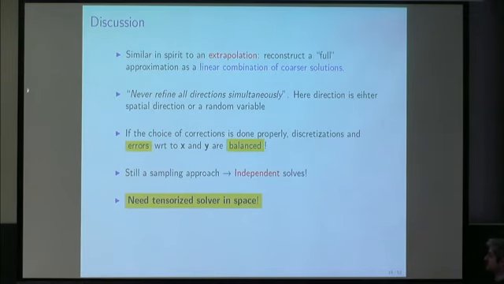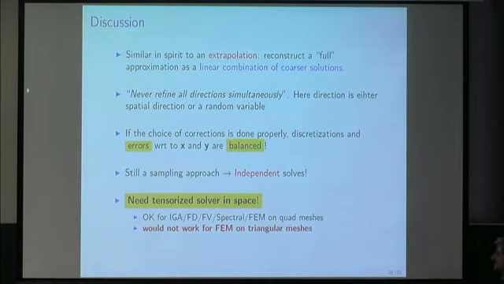And crucially, this works well if you have a tensorized solver in space, for the numerical analysts here. You cannot just use simple finite elements on a triangulation, because even if you prescribe 10 elements in this direction and 20 in the other one, the triangulation mixes everything together. You need to be able to keep directions separated in the solving, okay? So it works for isogeometric analysis, finite differences, finite volumes, spectral elements, finite elements on quad meshes. It just doesn't work well for FEM on triangular meshes, okay? So your spatial solver needs to be adapted.